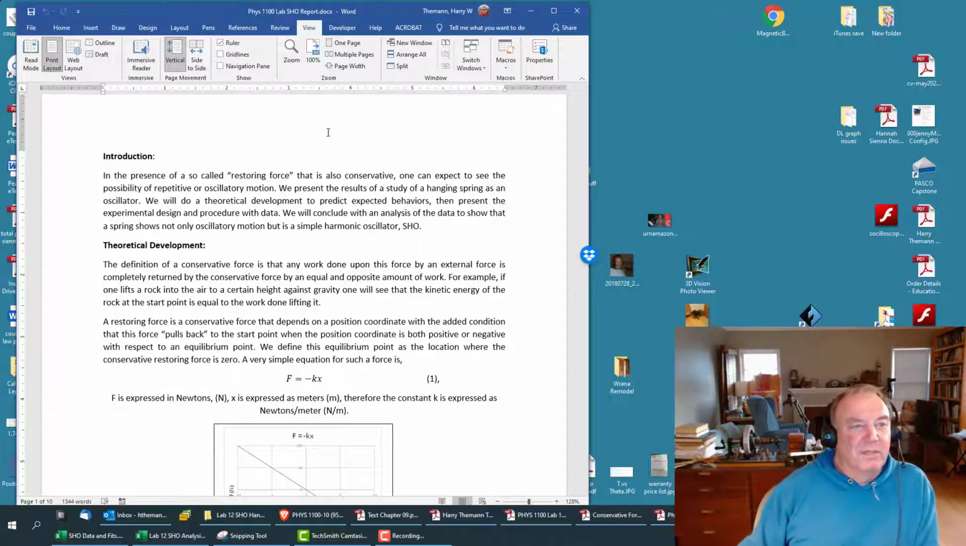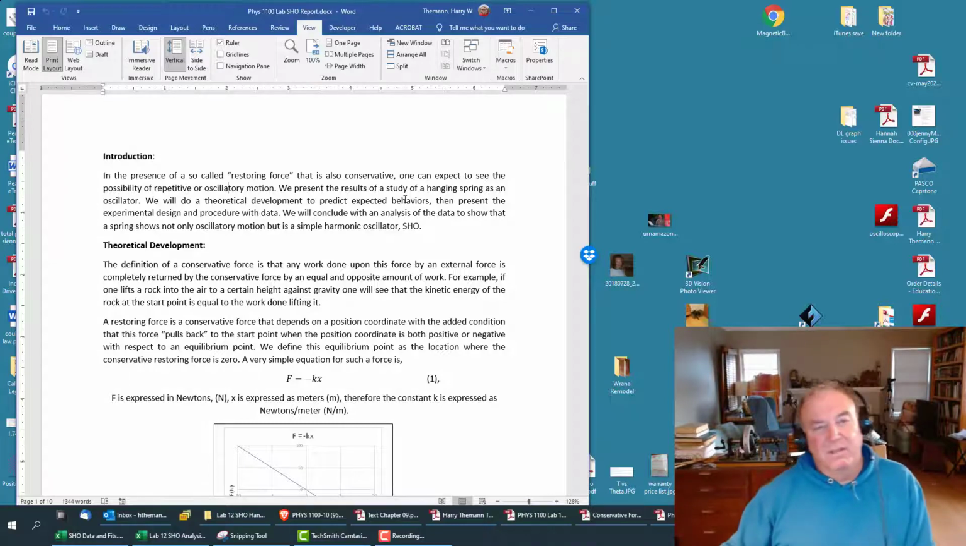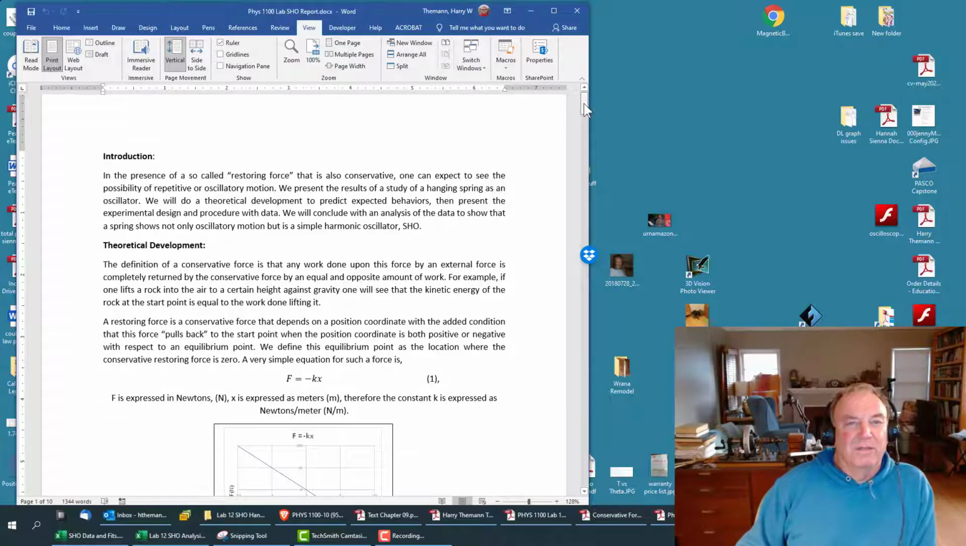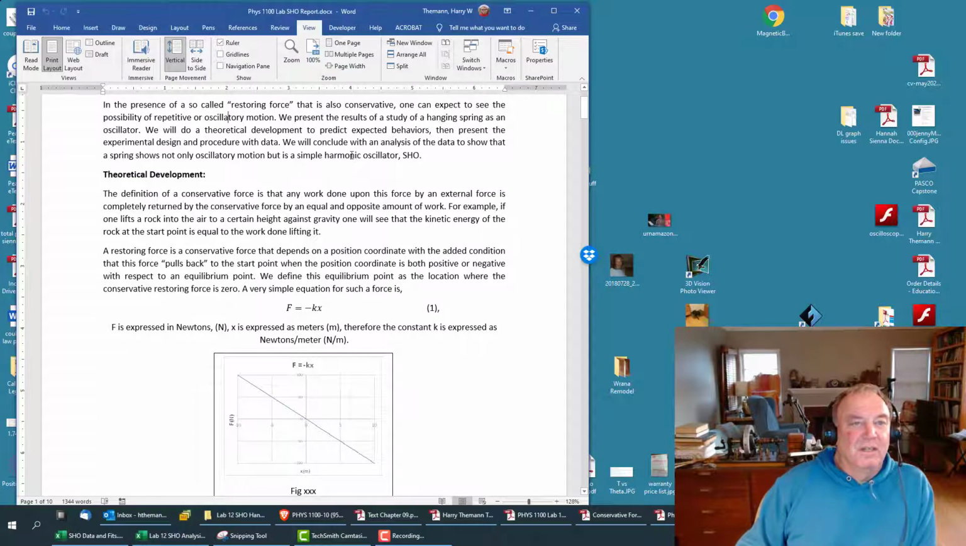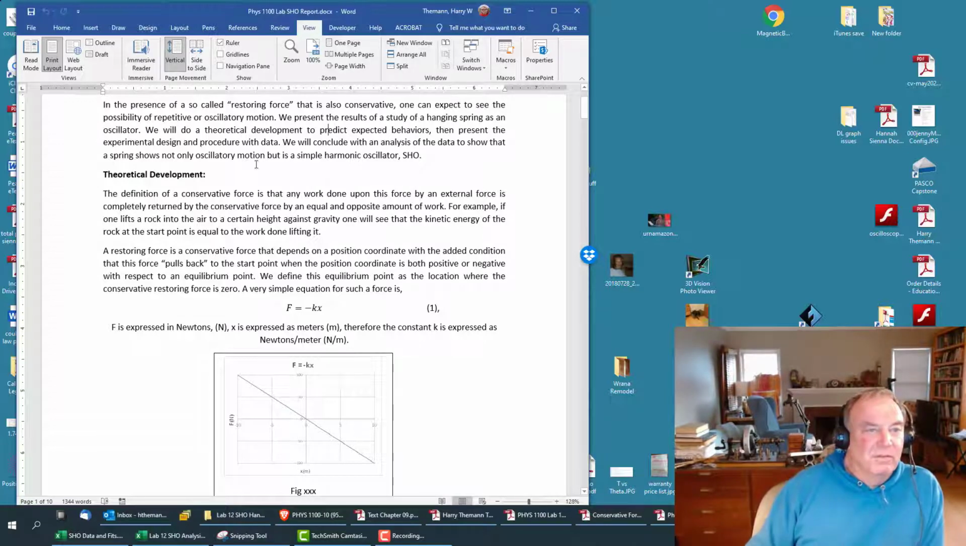Maybe I could have worded that a little better. First, we'll do a theoretical development to predict the expected behaviors. Then we'll present the experimental design with the procedure and then the data. And then we will go through an analysis of the data that showed that the spring shows not only oscillatory motion, but is indeed a simple harmonic oscillator. And again, that's up if you want to go that far. I suppose, strictly speaking, I didn't do such a great job in deciding what it was, but for the purpose of an 1100 level lab, it's perfectly fine.